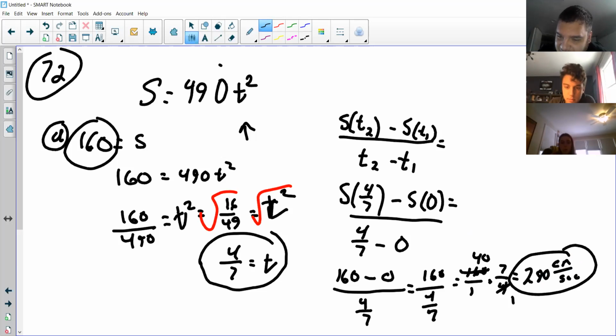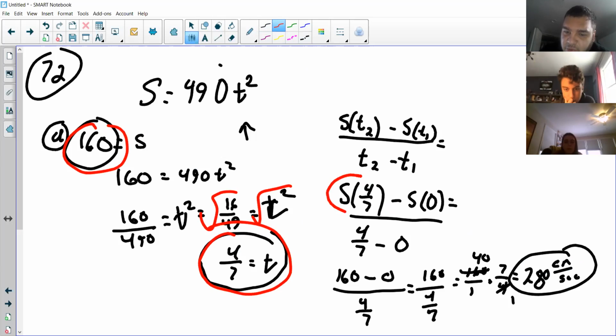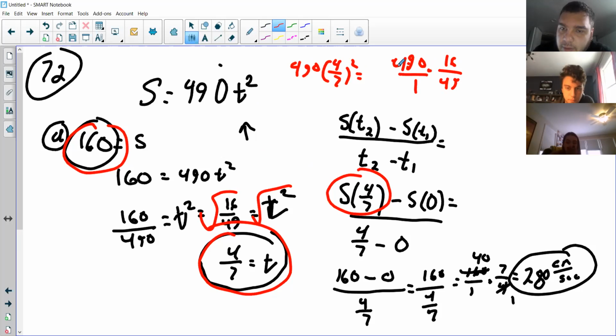Can you repeat how you replaced the 4/7 with 160? Oh, we just figured out that when it equals 160, the time is 4/7. So if I know the time is 4/7, then the distance should be 160. If you're not sure, you could take 4/7 and just plug it in here. So 490 times 4/7 squared. That's 490 times 4 squared, which is 16, over 7 squared, which is 49. You could simplify this to 1, and you could simplify this to 10. And then 10 times 16 would get you 160. So you could always just plug it back in. But you already knew that because I gave you 160. You found the time, so there's no reason to redo the time to find the 160 again. I'm just pointing that out as a time saver.